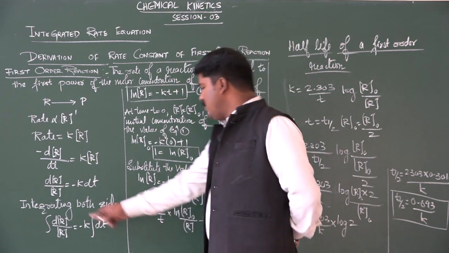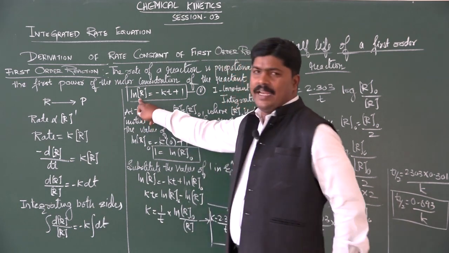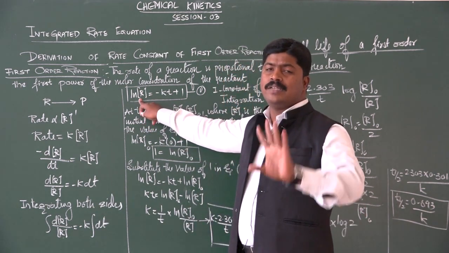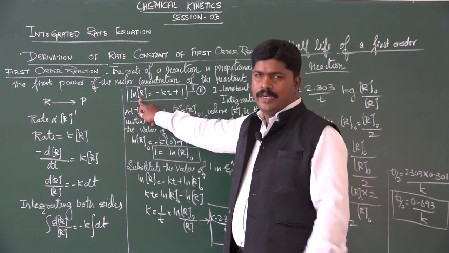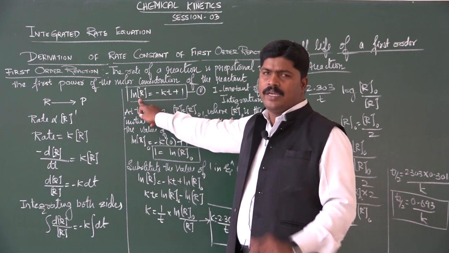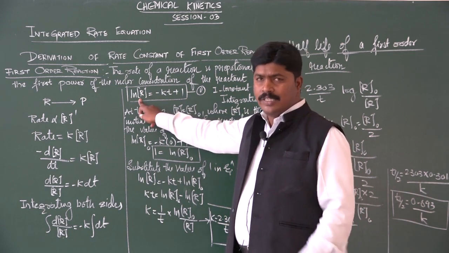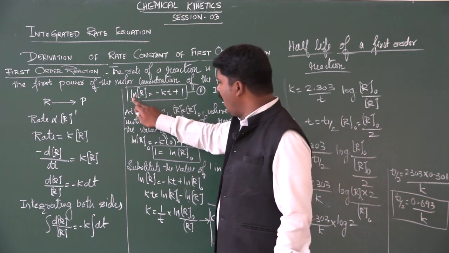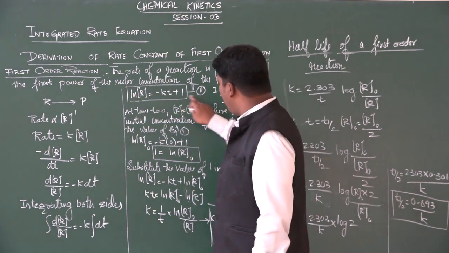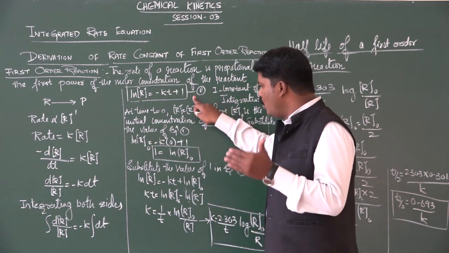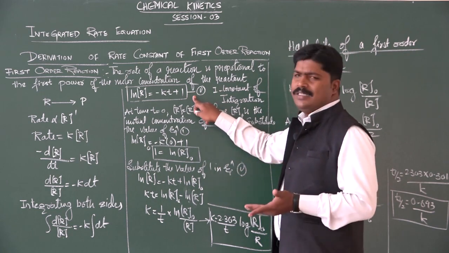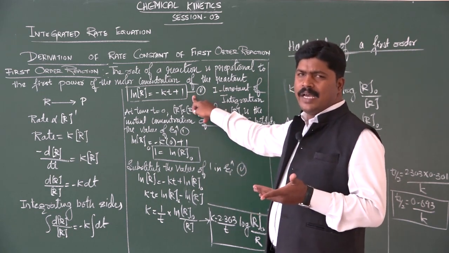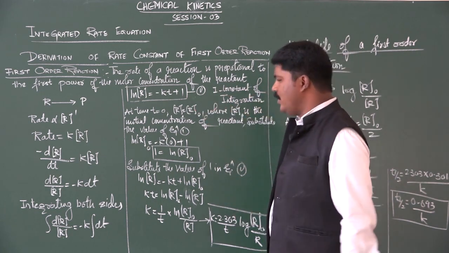Now, integration of dR by R gives ln R, because we have not converted to base 10. We will convert it as we move to the end of the derivation and multiply with the number 2.303. Till then, wait for some time. So, ln R is equal to minus kt plus I. Call this equation 1. I told you earlier, whenever you perform integration, you must always end with I, and I is called the constant of integration.